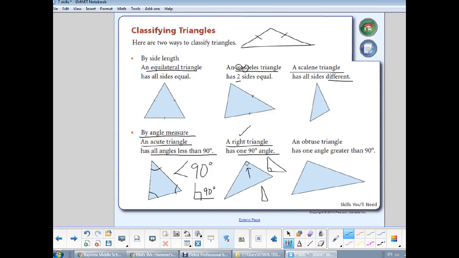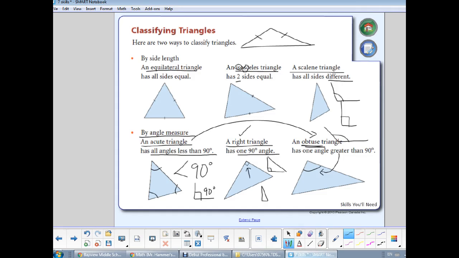And then the opposite kind of situation to acute would be obtuse. That's one angle greater than 90 degrees. That's this one here. So if this is a 90-degree angle, then anything bigger, like this, would be an obtuse angle. Anything bigger than 90 degrees would be an obtuse triangle.